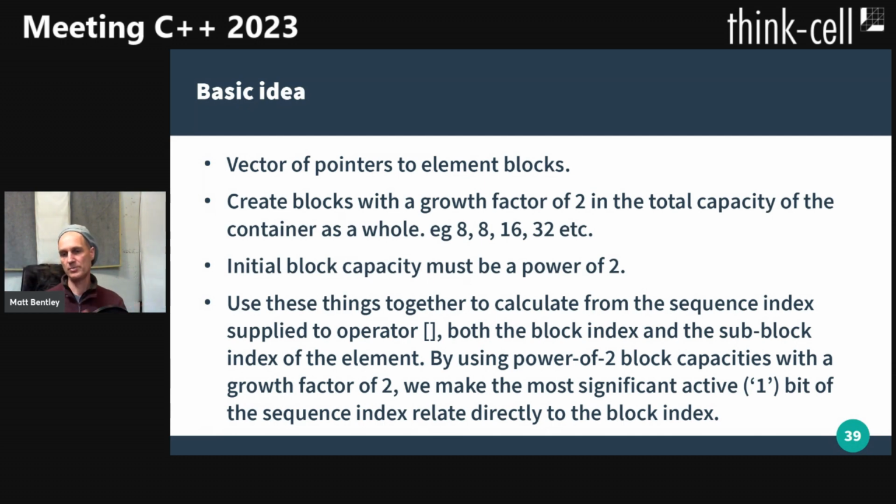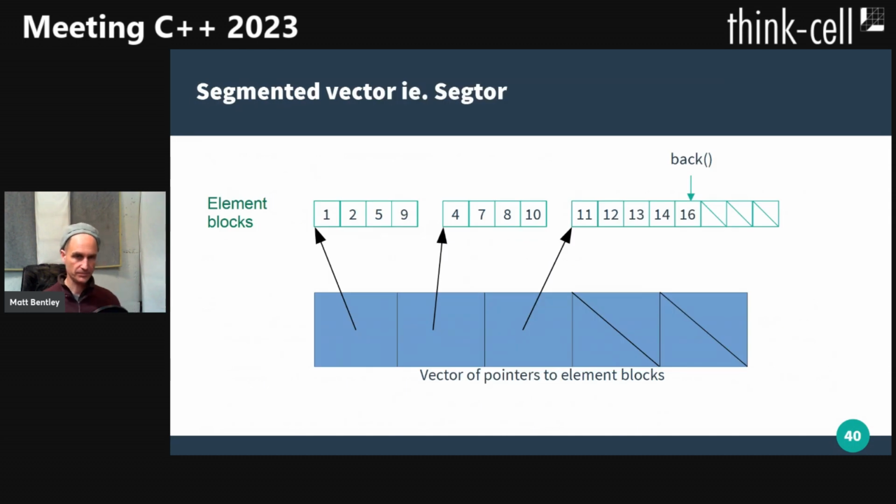By using power of 2 block capacities with a growth factor of 2, we make the most significant active bit, i.e. 1 instead of 0, of the sequence index that we supplied to operator brackets relate directly to the block index. What do I mean by that? Well, okay, so here's how it looks in memory. Vector of pointers to element blocks. First block capacity is 4, next one is 4, next one is 8, etc. Pretty straightforward.